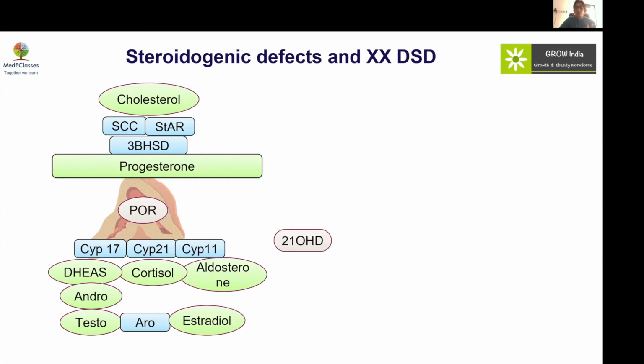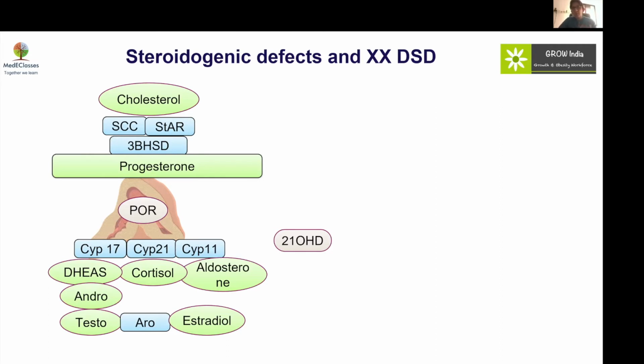We know that the most common defect, 90-95% of all steroidogenic defects in an XX genotype, is 21 hydroxylase deficiency. This deficiency might be mild, moderate, or severe. Depending on the enzyme deficiency, it will present as classical salt wasting, simple virilizing, or non-classical CAH. In classical salt wasting, the enzyme activity is less than 1% or practically undetectable. In simple virilizing, the enzyme activity is between 1 to 10 or 15%. And in non-classical, the enzyme activity is approximately 20%.